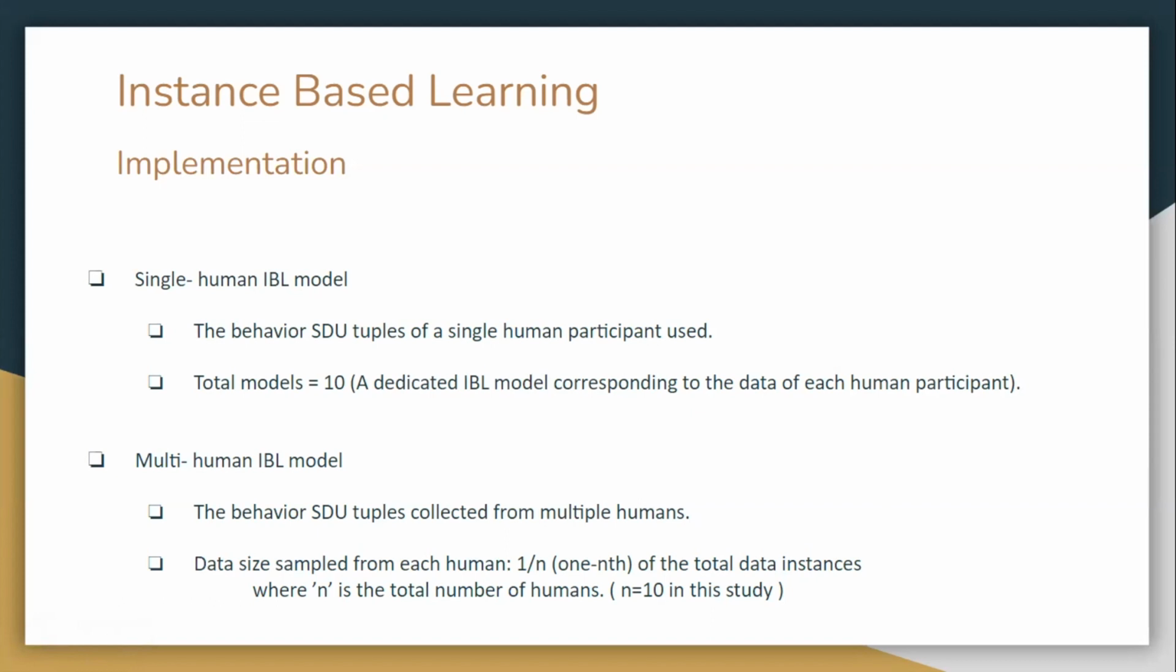combined them together. In this algorithm, 1/nth means if we are taking n number of players, then a 1/nth fraction of the data of each player was used to create the final combined data set. As in the study we have taken 10 human players, 1/10th of each human's data is used to create the final data set. And the IBL model is initialized with that multiple human data set. It's called the multi-human IBL model.